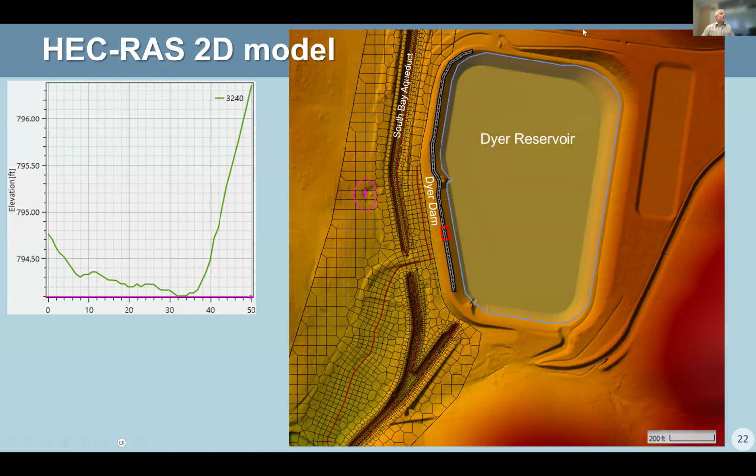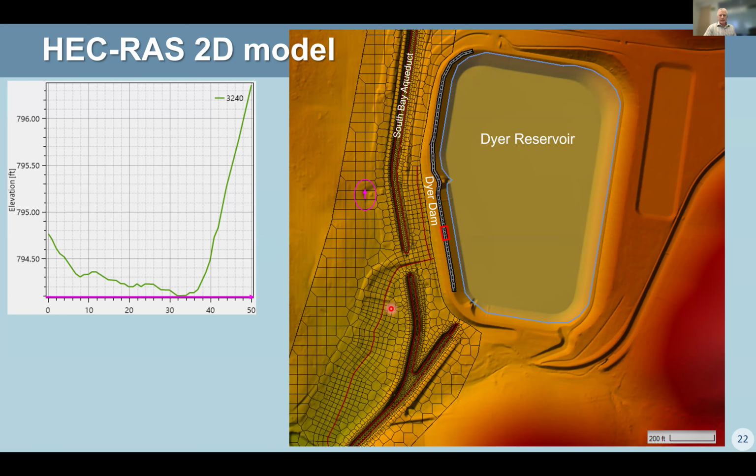You should be able to see this. So this is a depiction inside the model of the reservoir itself. And I'll talk a little bit more about these features. Here's the embankment. This is called the hydraulic structure. Here's where the breach is going to happen. We can align the mesh to high ground to get a better solution.